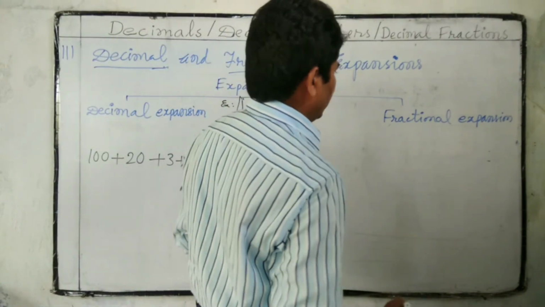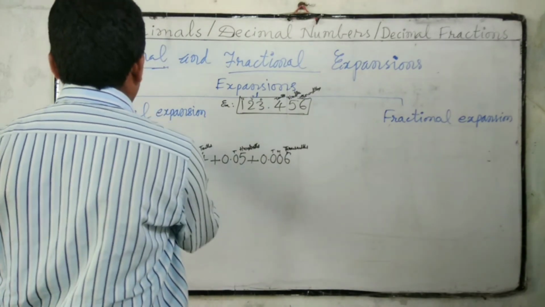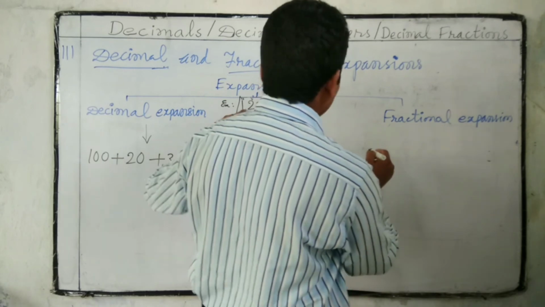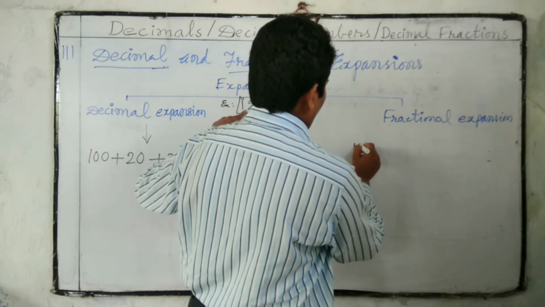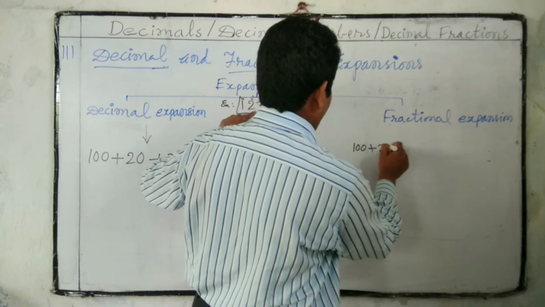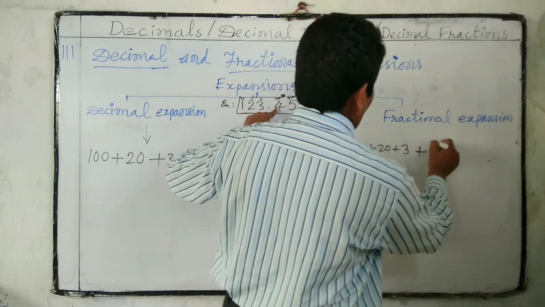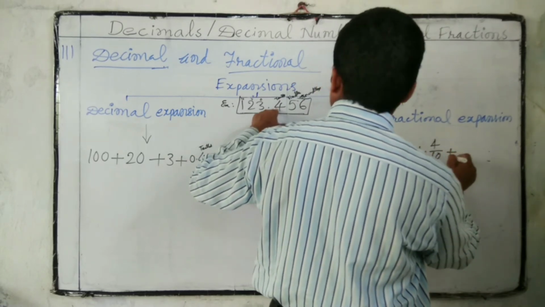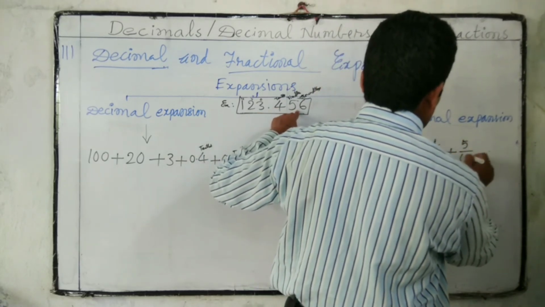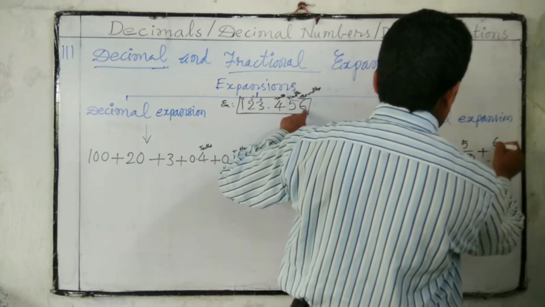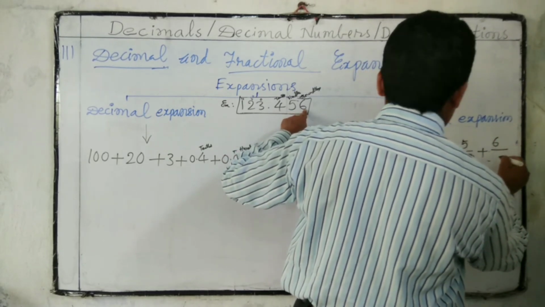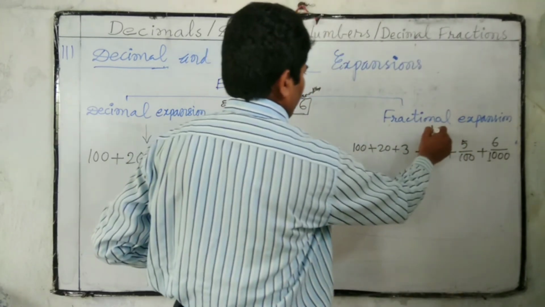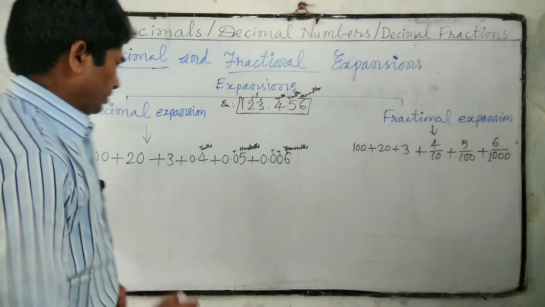Here fractional expansion. This is the decimal expansion. Here fractional expansion: 120 plus 3, 4 tenths, 4 by 10, 5 hundredths, 5 by 100, 6 thousandths, 6 by 1000. This is fractional expansion.